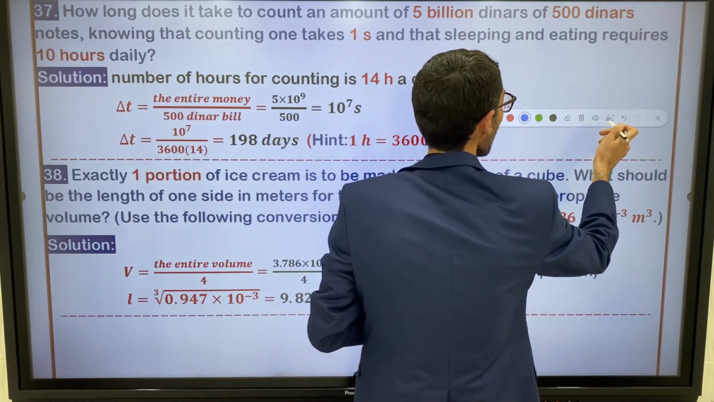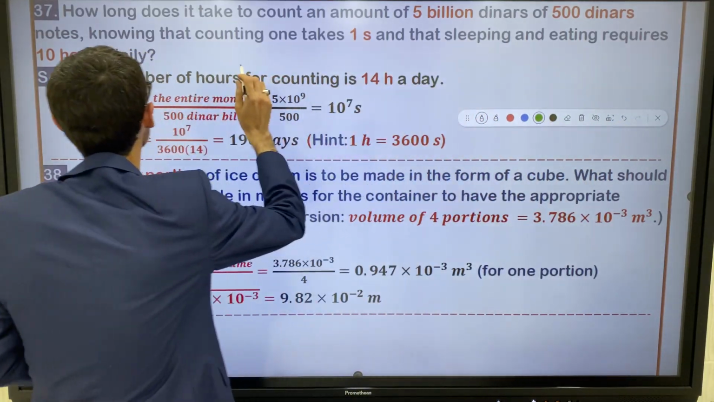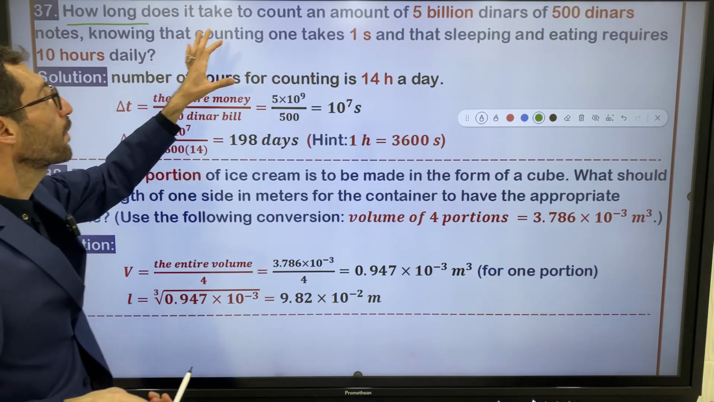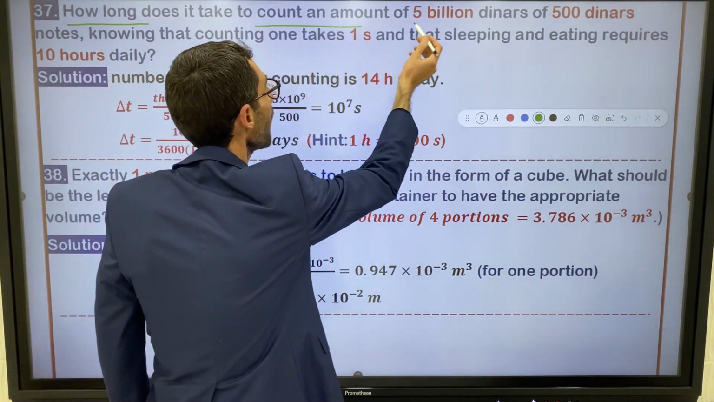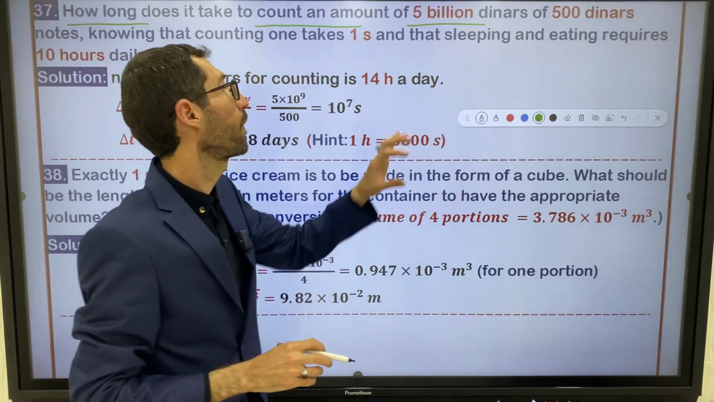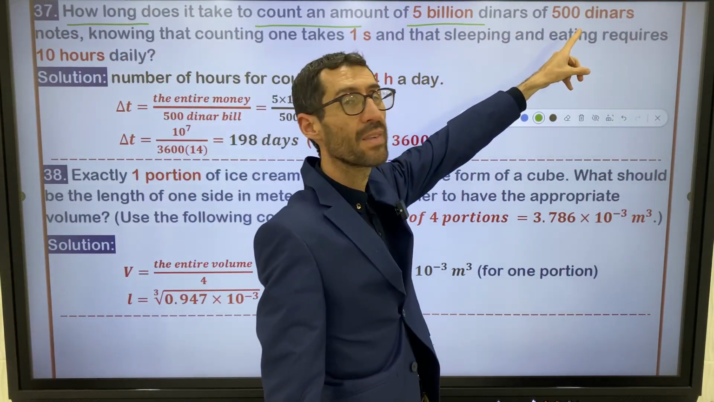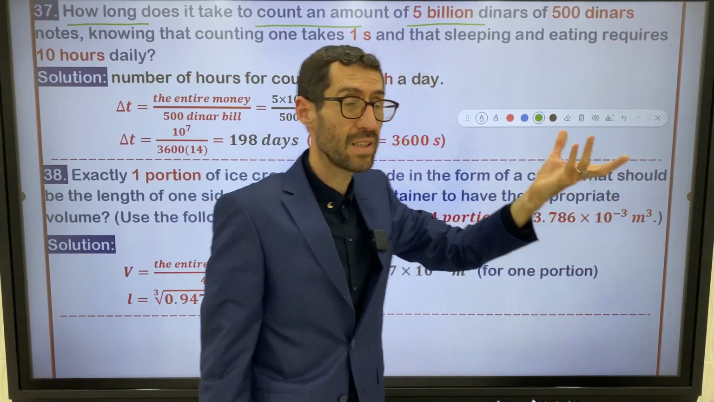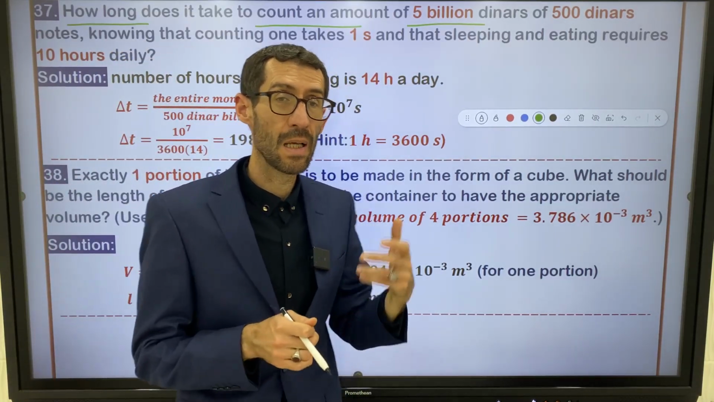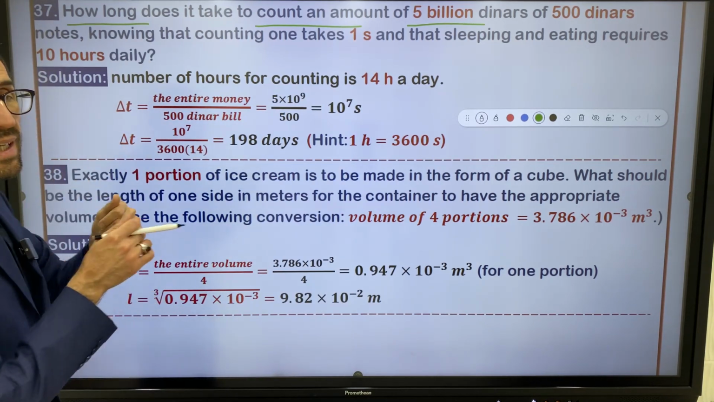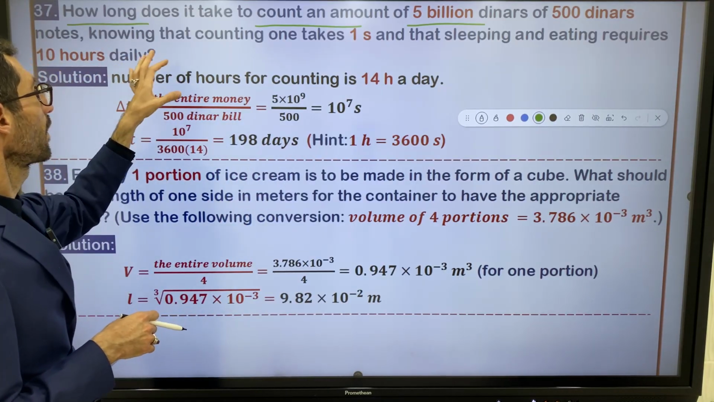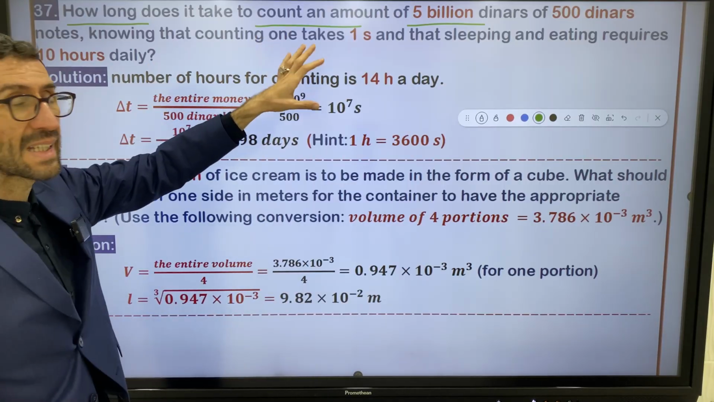We look for the time, yeah? How long does it take? We look for the time period. Does it take for which? For counting 5 billion dinars. And we have the 5 billion dinars in 500 dinar bills, right? All of the money is in 500 dinar notes. So we want to count the money, actually, 5 billion dinars.